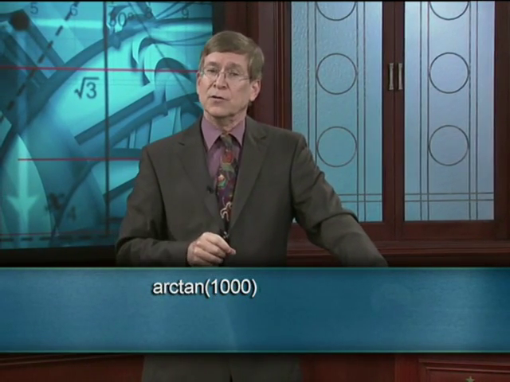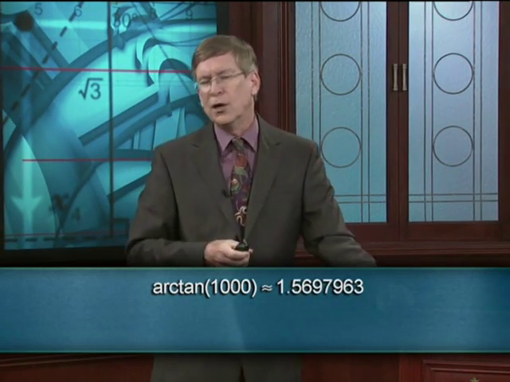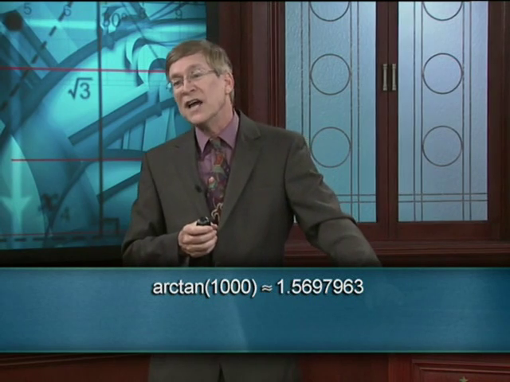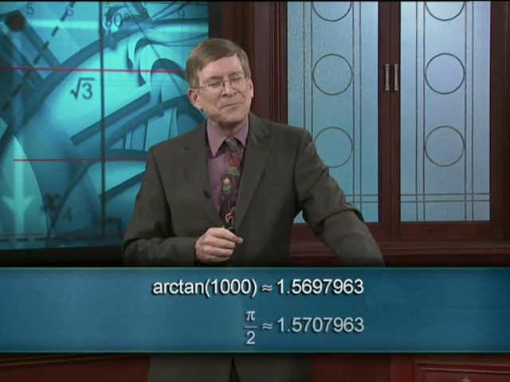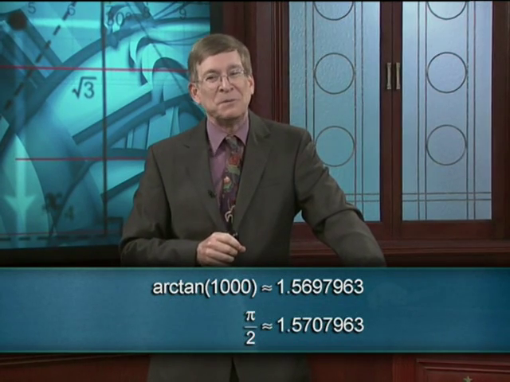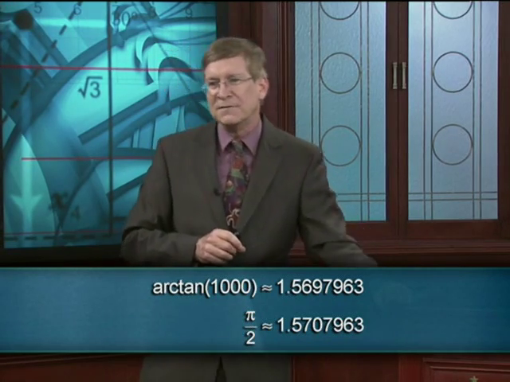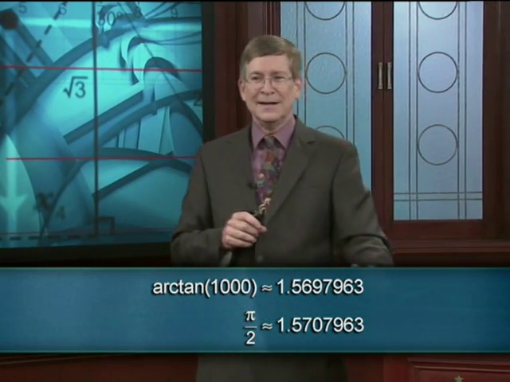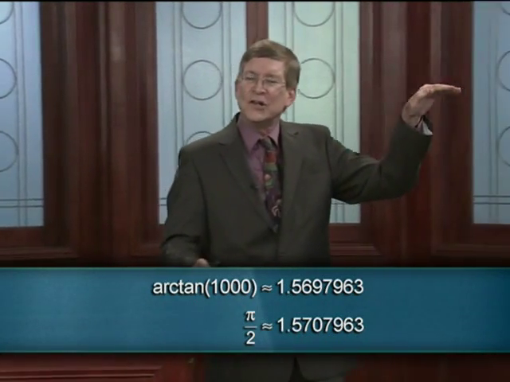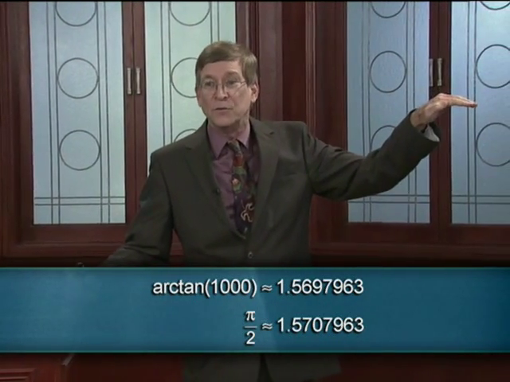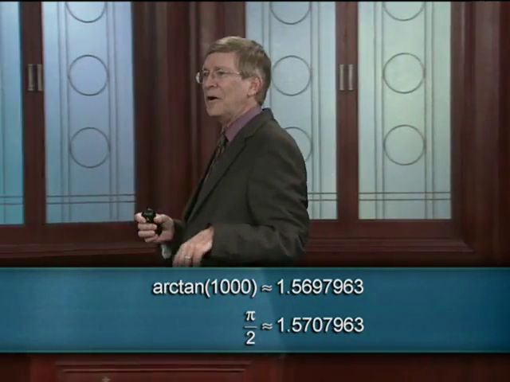Punch that into your calculator. If you calculate arctangent of 1,000, you'll get a number like 1.5697963. Do you recognize that number? Well, it's very close to pi over 2, isn't it? Pi over 2 is about 1.5707963. So you see that arctangent, as you go out to the right, is getting closer and closer to pi over 2. Pi over 2 is a horizontal asymptote. All right, great going.